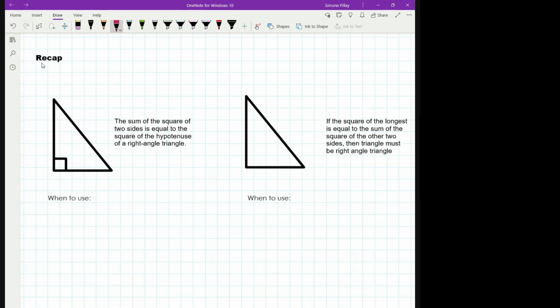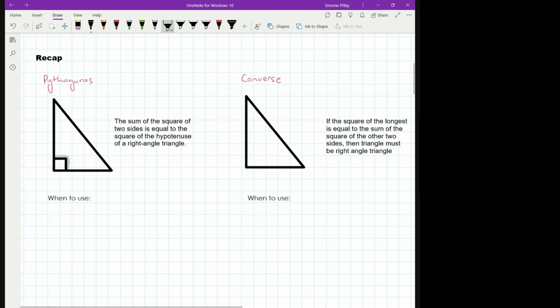Well, we covered our normal Pythagoras theorem, okay? But we also covered the converse of Pythagoras. And I've put it up here so you guys can see the differences next to each other. And so let's look at our normal Pythagoras triangle. First things first, we know we can only use Pythagoras when we have a right angle triangle.